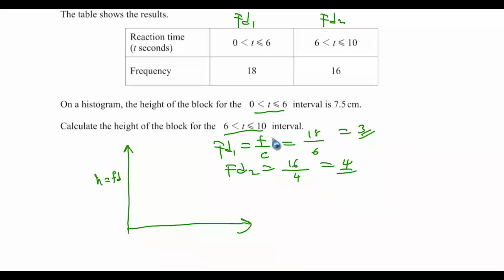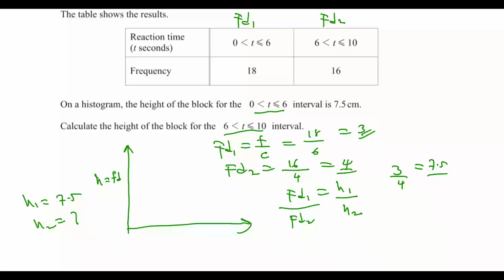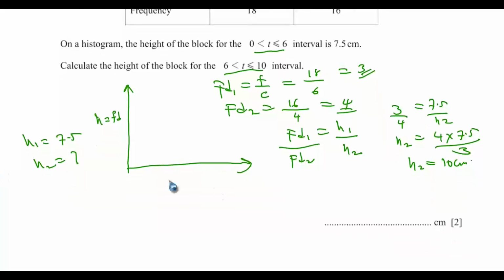Then we can now say that the ratio, for the first one, the frequency density 1 is equal to h1, the height 1. In this case, h1 is equal to 7.5, and h2 is what we want to find now. So over fd2, so over h2. If you key in the values here, you're going to have 3 over 4 equals 7.5 over h2. That means if you cross multiply, h2 will be equal to 4 times 7.5 divided by 3. If you do this, h2 should be equal to 10 centimeters. So that will be the value of h2. So let's write down: the height will be equal to 10 centimeters. Centimeter is already there.